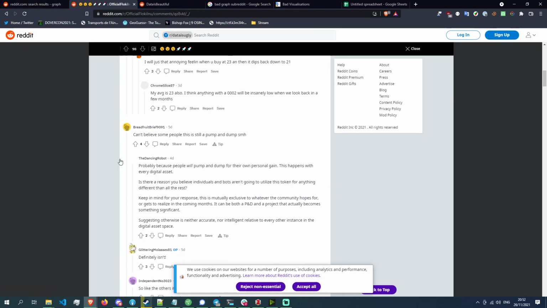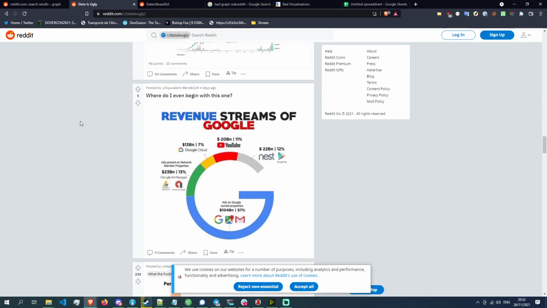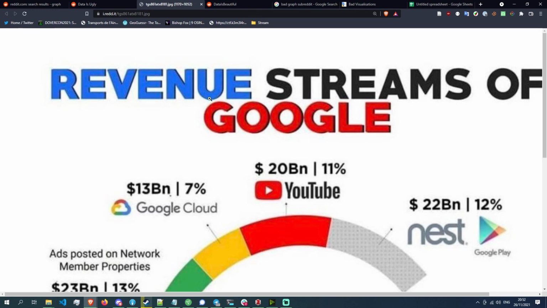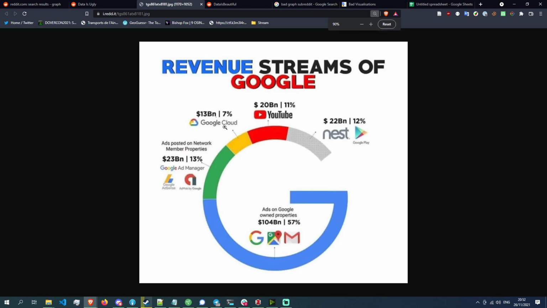visualizations. Now, let's go with one last, and oh yeah, let's poke some fun at Google, because who doesn't want to poke fun at Google? Why is this graph bad?